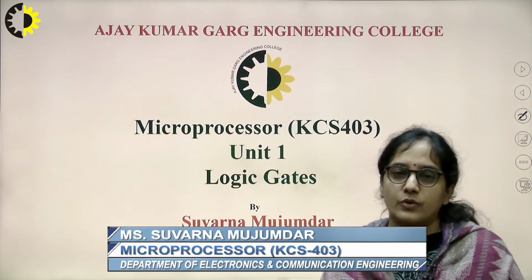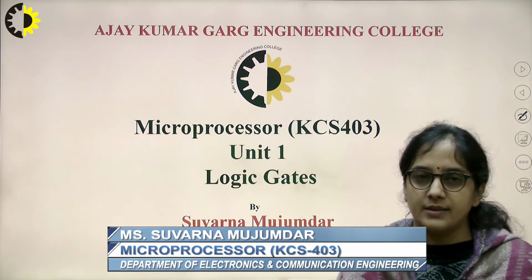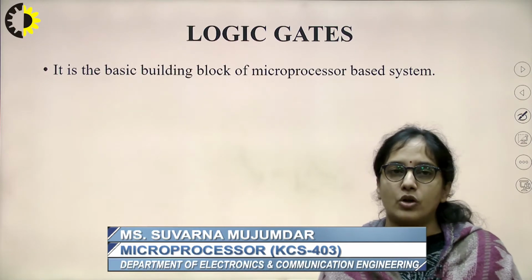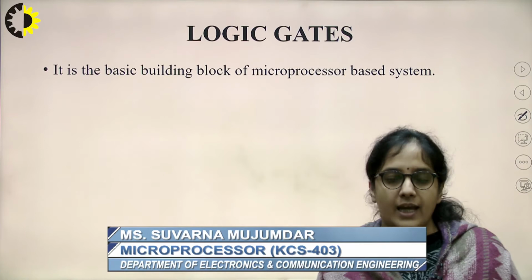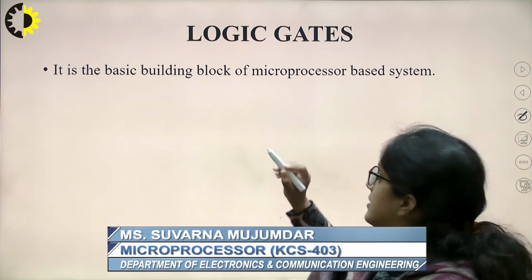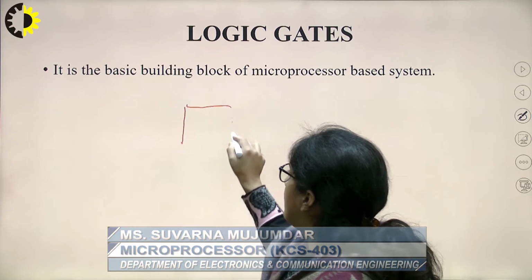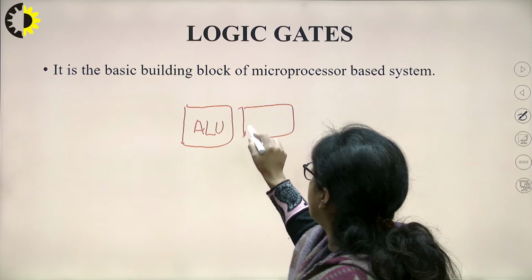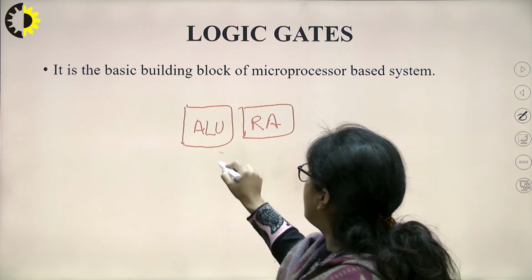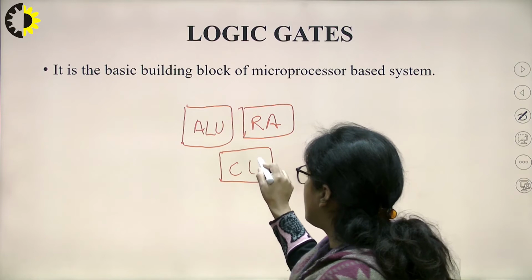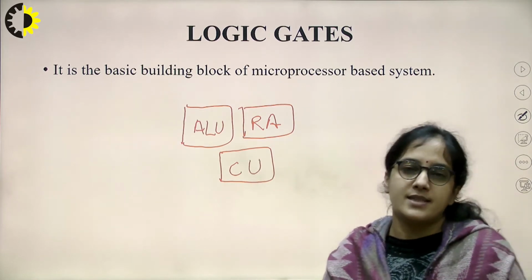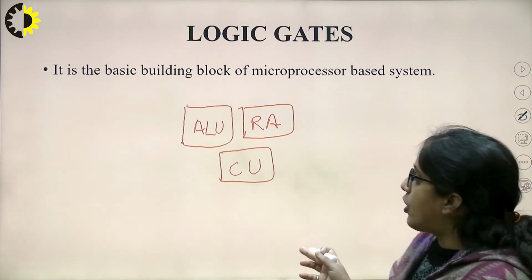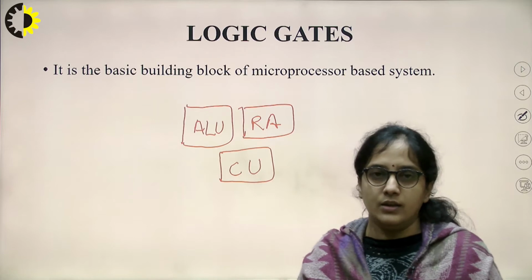So here we are going to discuss logic gates. First of all, what is a logic gate? It is a basic building block of a microprocessor based system. As we already discussed, a microprocessor has three parts: ALU, register array, and control unit. To design these three basic blocks we need logic gates. Each of these blocks consists of logic gates.